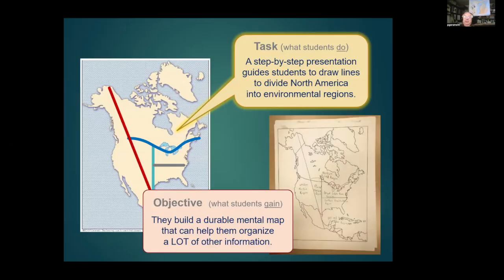What they gain out of it is a durable mental map that can help them organize a lot of other information about slavery, about soils, about the need for barbed wire when you go out on the Great Plains, things like that. And what you see flashed up in the corner there is a sixth grader's answer on a pop quiz that came 3 weeks after the presentation. So when I tell you that this thing helps them build a durable mental map, I've got proof from teachers who have used it and are proud of how well their students remember it when they didn't know the quiz was coming.